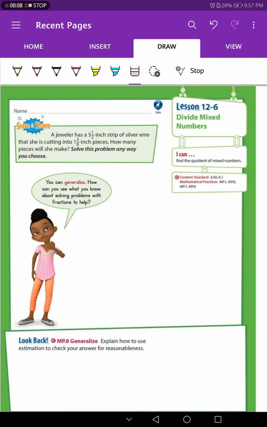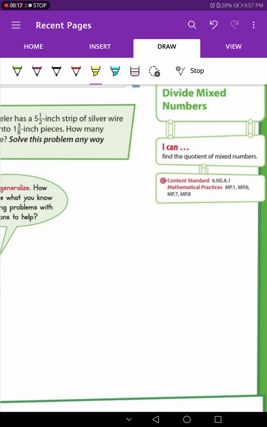Our lesson today is divide mixed numbers, and our objective is how you can find the quotient of mixed numbers. First of all, my dear students, know what is the meaning of quotient. Yes, it is the answer of any division equation.